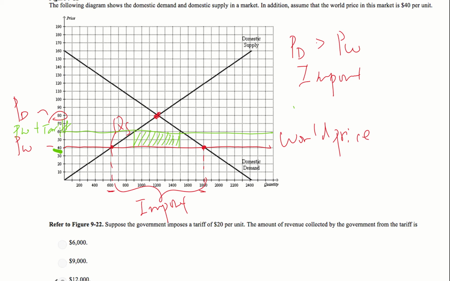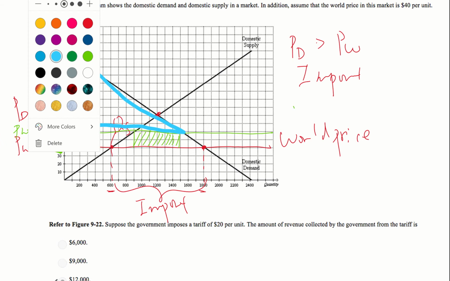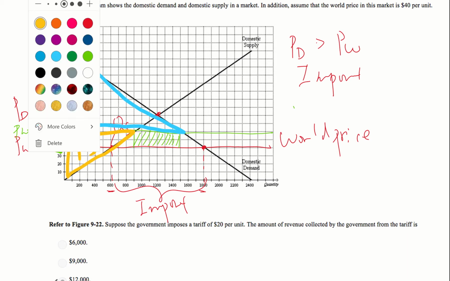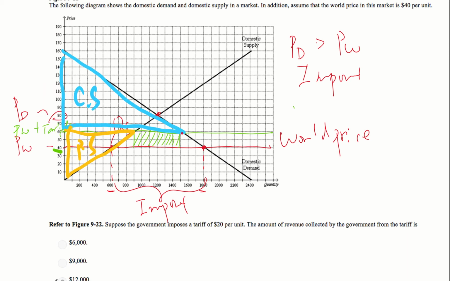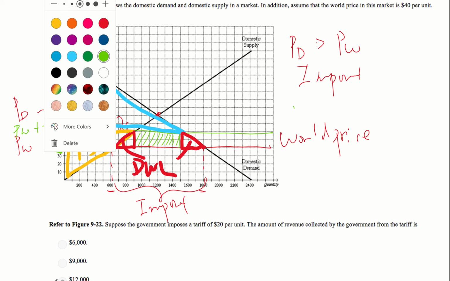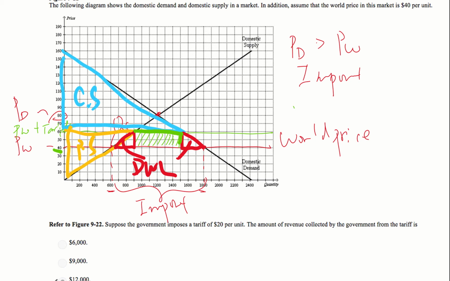So this area here, that's our tax revenue. And then the triangle on top, using a different color, this triangle here, that is our consumer surplus. And your producer surplus will be this triangle here. That's your producer surplus. And then we have our deadweight loss. Deadweight loss is the little triangle here and the little triangle there. Those are the deadweight loss. Our government tax revenue will be this rectangle right here. That is our tax revenue.